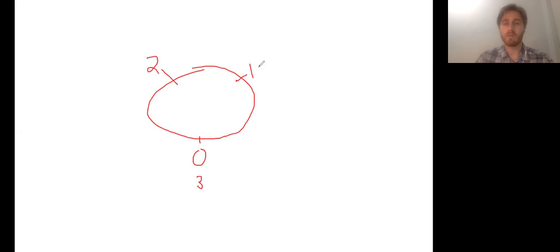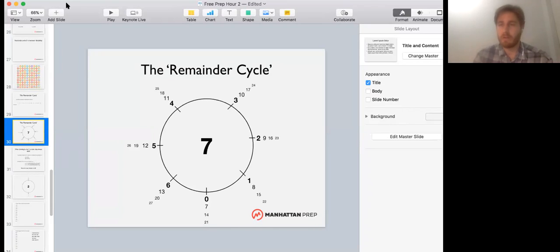If I were to draw the remainder cycle of 7, which the GMAT does like, I'd have a circle here. I can't draw, it's going to be ugly. Here's my remainder 0s. Here's my remainder 1s. Here's my remainder 2s. And then I'd have 1, 2, 3, 4, 5, 6, 7, 8. And these numbers would just cycle through, always, always, always. And you can draw remainder cycles for any number. I chose 7 randomly just because I thought it was a nice visual.